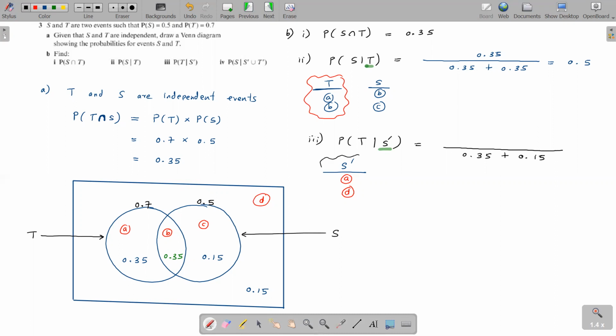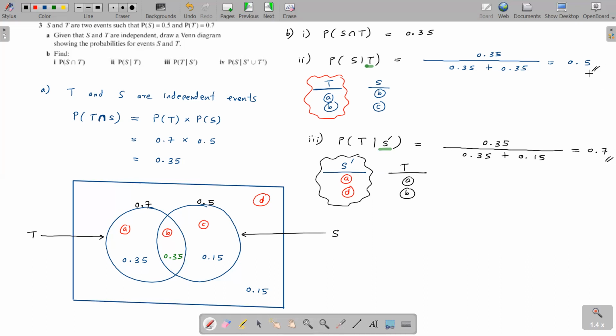Now, from the given that part, what are the regions inside circle T? Inside circle T, we have regions A and B. Which of these regions correspond with the given that region? It's A. So A probability should be written at the numerator, 0.35. All right. So the answer for Roman number 3 is 0.7.